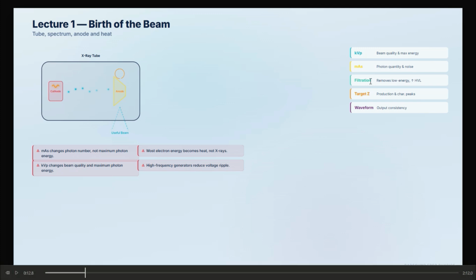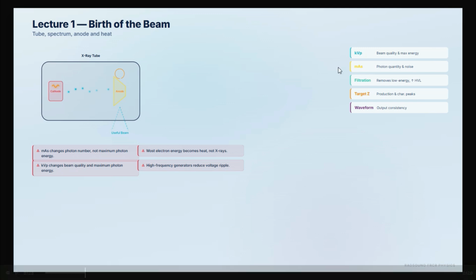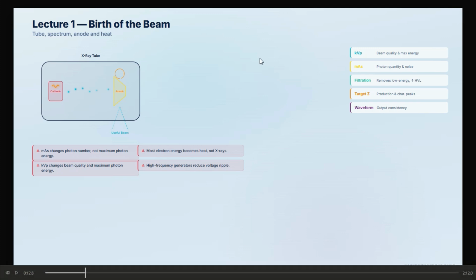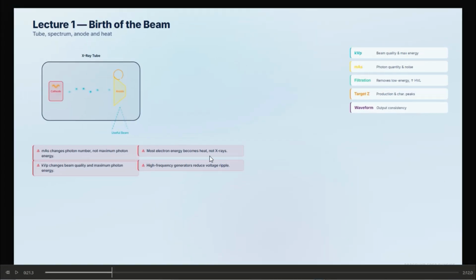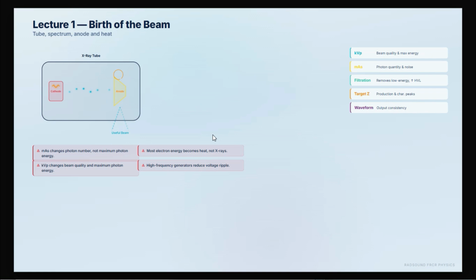And then we discussed the filtration, especially of low energy, that will be filtered. Most of the electron energy becomes heat as the electrons hit the target area. So 99% will become heat, only 1% will become X-ray. Out of that 1%, only 20% comes from the characteristic radiation. The 80% comes from the bremsstrahlung, which means braking radiation, which is continuous from low to high energy.